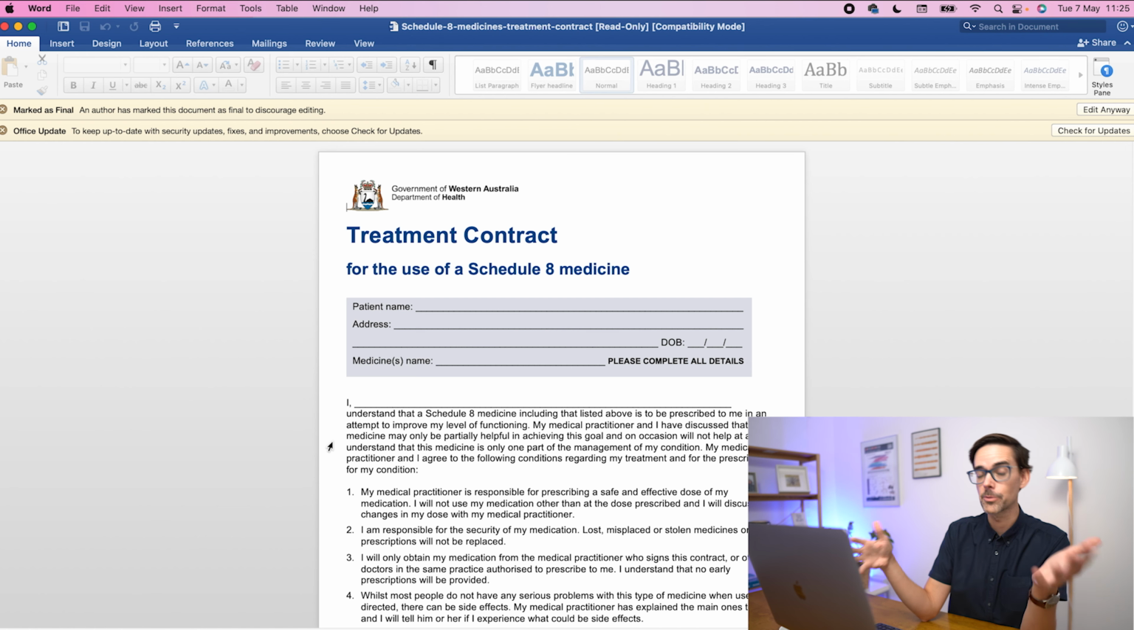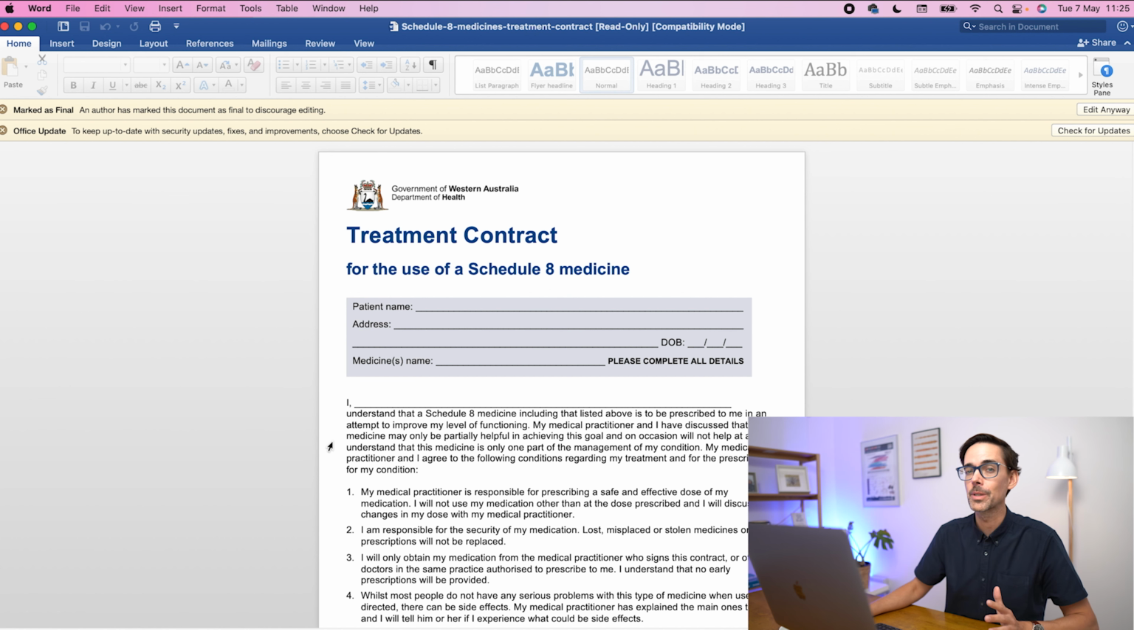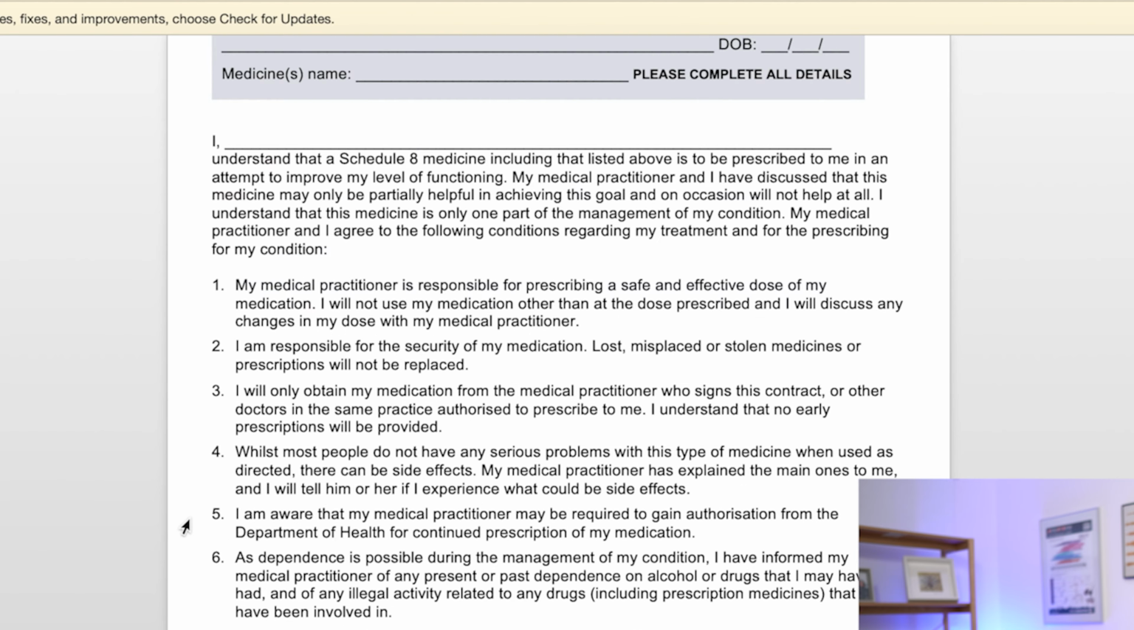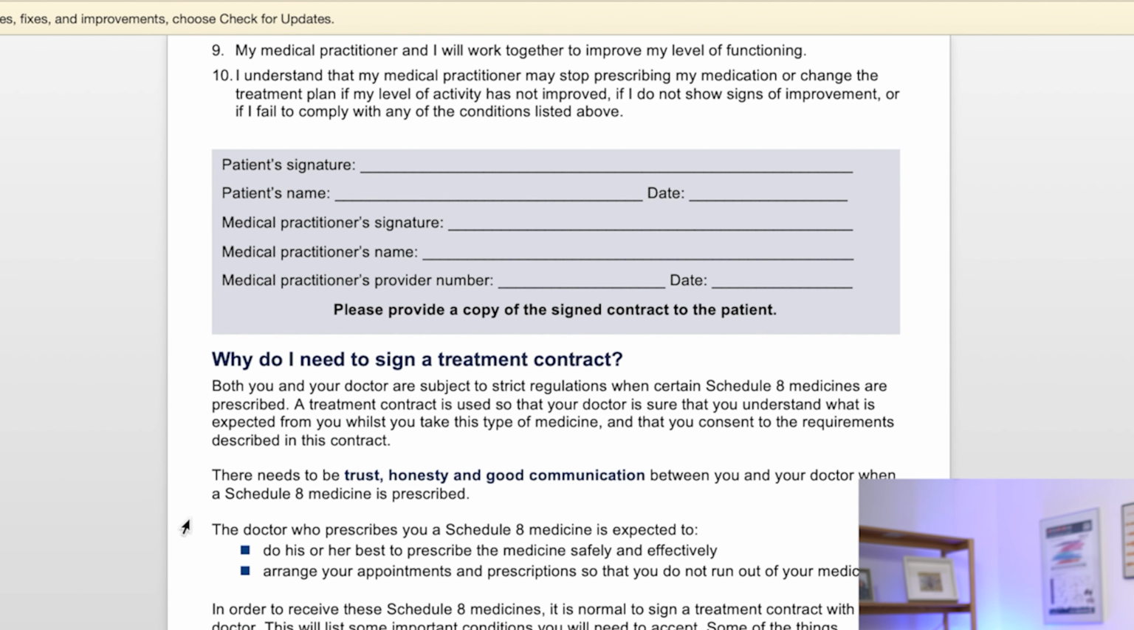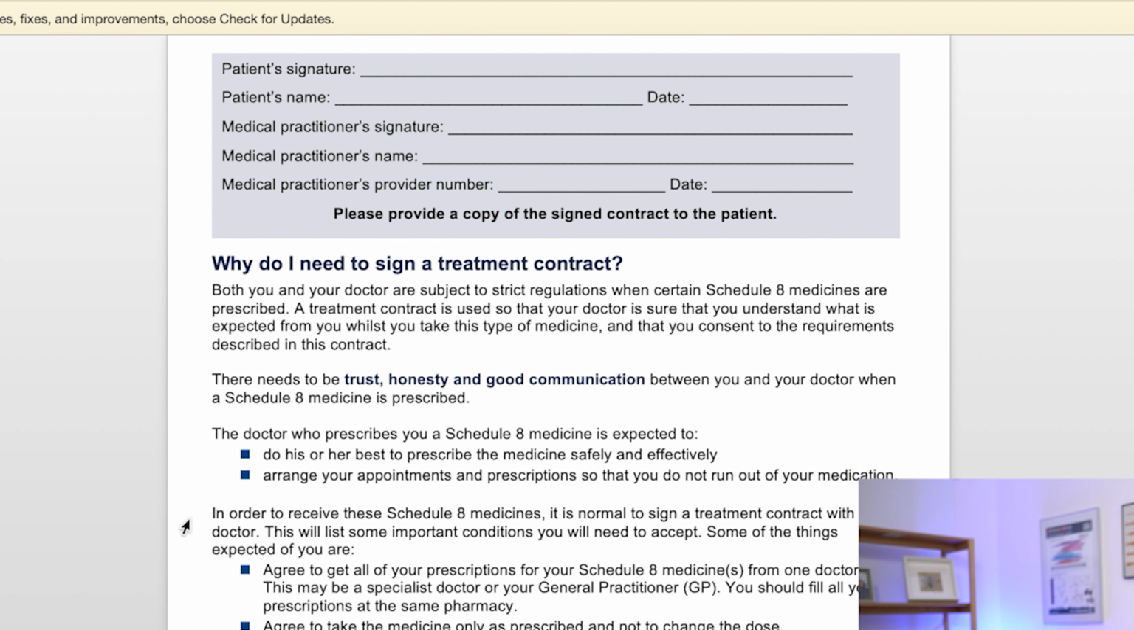Now, the way that I brought up this treatment contract is I basically just Googled Schedule 8 drug treatment contract. And this was the first link. And I will go into a little bit more detail later on in terms of this treatment contract. But as you can see, it has the patient's name, 2 pages, patient signature, your medical practitioner's signature, and a bit of an explanation about why we need to sign a treatment contract.